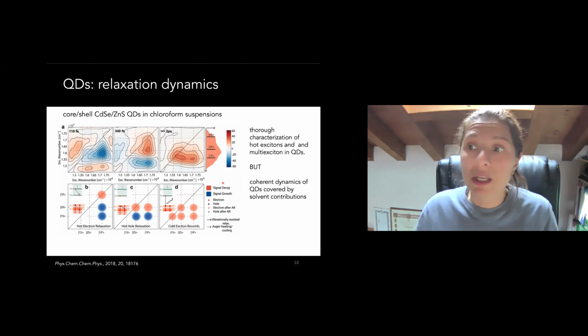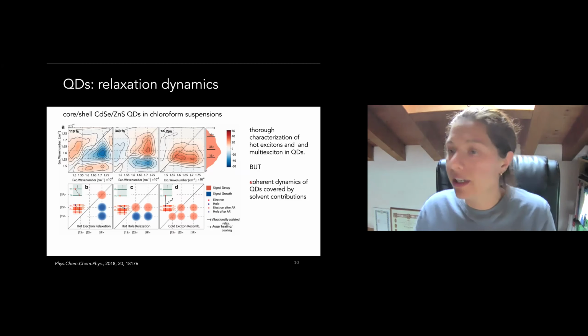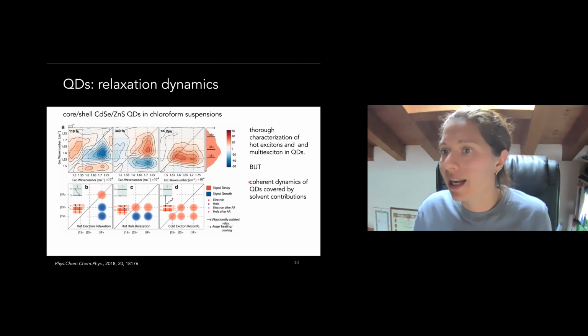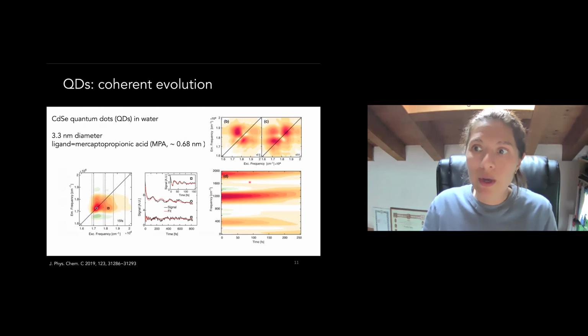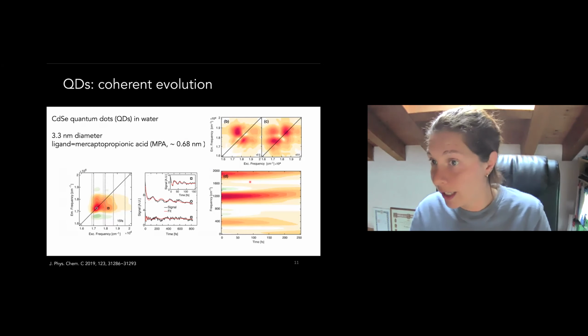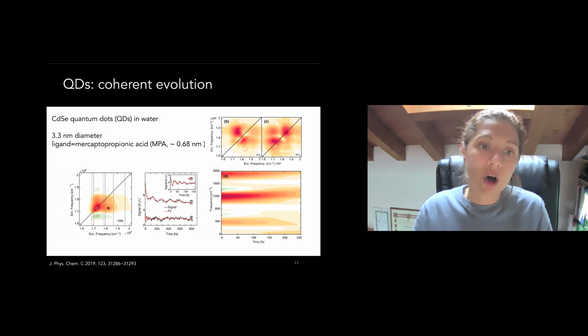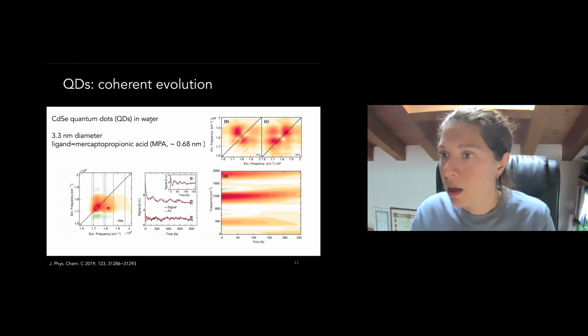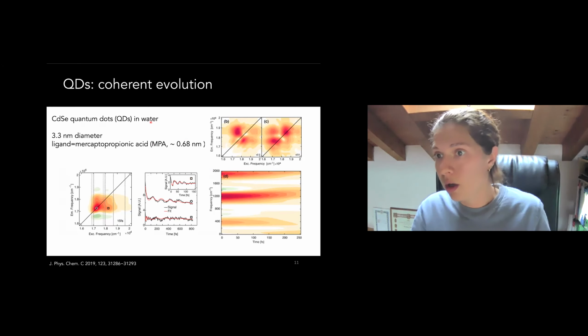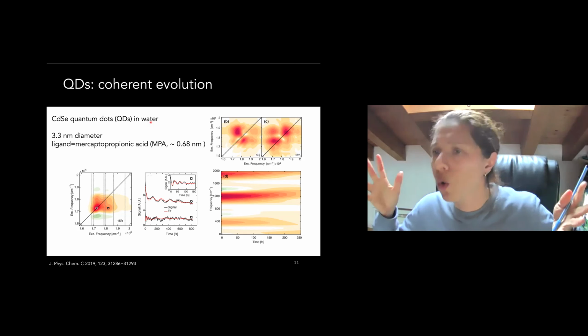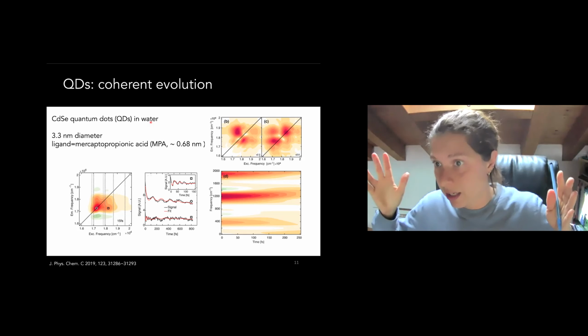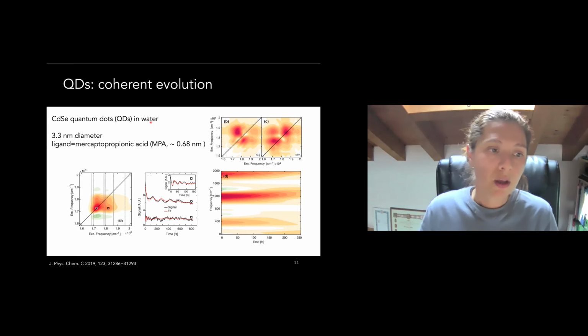So it was immediately clear that we needed to get rid of the solvent in order to characterize the quantum coherent behavior of the samples. And this is why we asked our materials science collaborators to provide us with the quantum dots in water, because water has a very low non-resonant response, and water does not have any vibrational mode in the, let's say, window that we are interested in for the quantum dots.